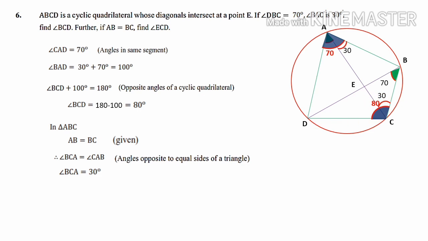Now we have to calculate angle ECD. It is quite easy. Total angle we have 80. From 80, if you subtract this 30, we will get the remaining angle. That is, angle ECD is equal to 80 minus 30. The total angle is 80, we calculated before. And now we have got one portion, this portion BCA, as 30. If you subtract 30 from 80, we will get angle ECD, that is equal to 50 degrees. So that is our answer. Angle ECD is equal to 50 degrees.